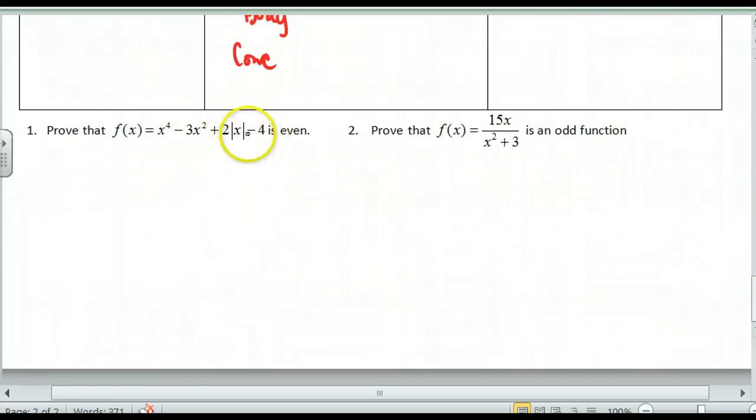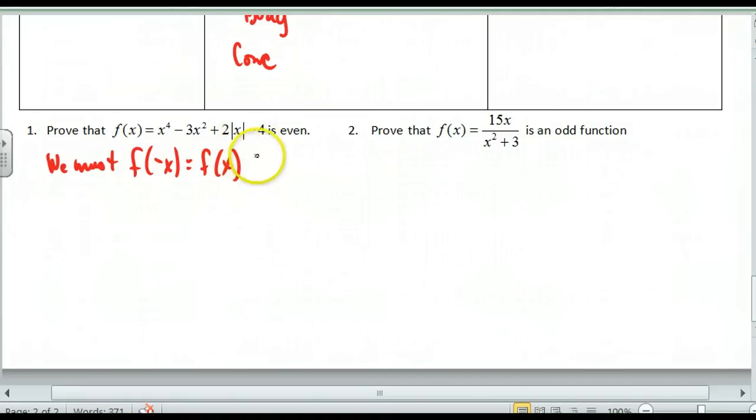So what do we need to show? First of all, this one says show that it's even. Does it look like it's even? Well, I have an even exponent, constant. That looks good. What about absolute value? Sure, absolute value will be even as well. So what we do is say, okay, since it's even, we must show that f of negative x is equal to f of x.